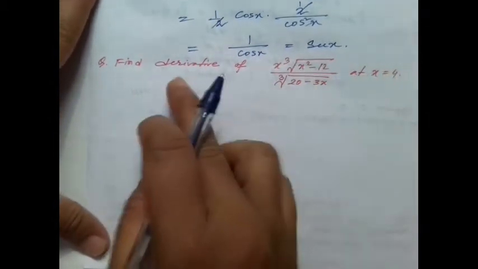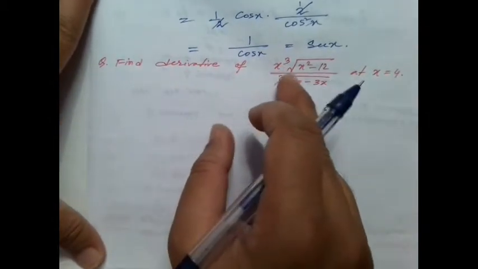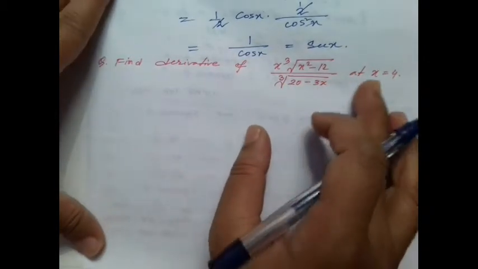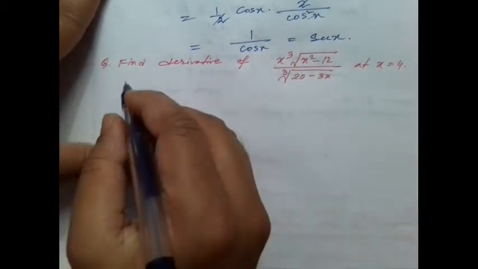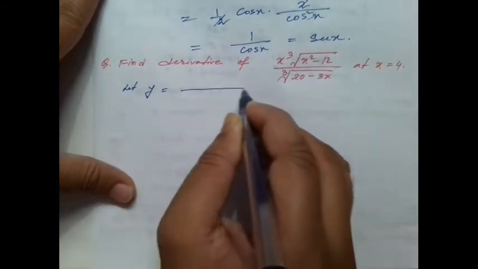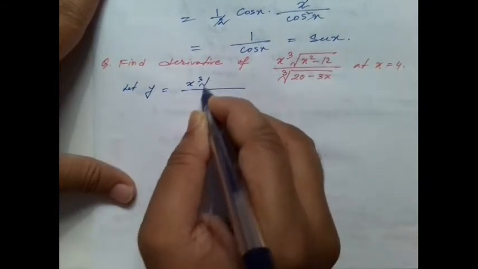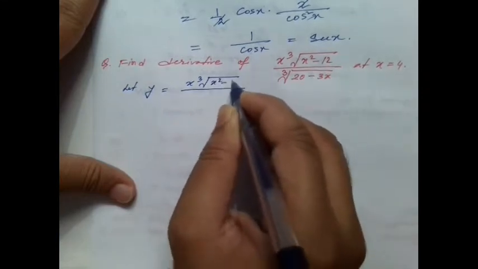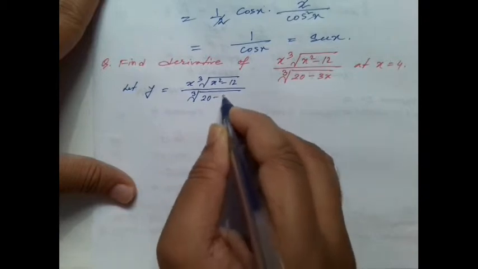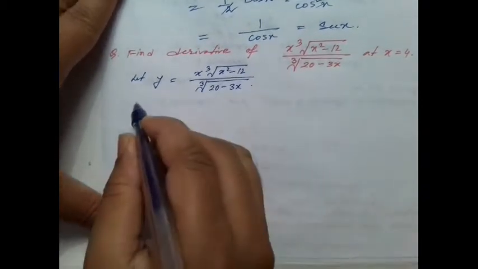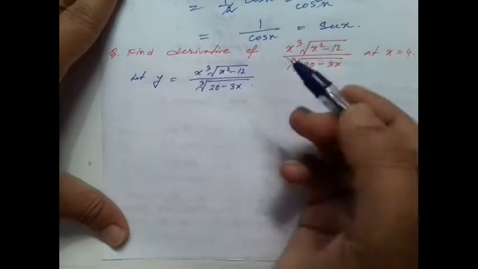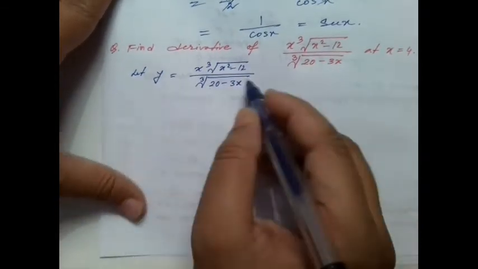Okay, now we have this one. Find the derivative of x times the cube root of x square minus 12, divided by the cube root of 20 minus 3x, at x equals 4. So at first we have to write, let y equals x cube root of x square minus 12 by cube root of 20 minus 3x. Then we have to simplify this function, and to simplify it we have to take log on both sides.